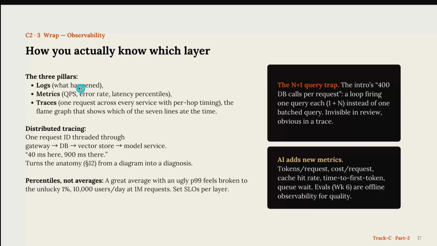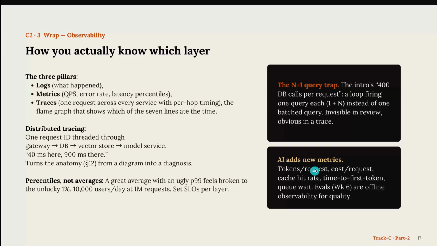The intro's 400 DB calls per request, a loop firing one query each, 1 plus N instead of one batch query. That's the N+1 query trap that we were discussing so far. And if it's not obvious in a trace, then it becomes invisible in review as well. AI adds new metrics: tokens per request, cost per request, cache hit rate, time to first token, queue wait. All of these are important.